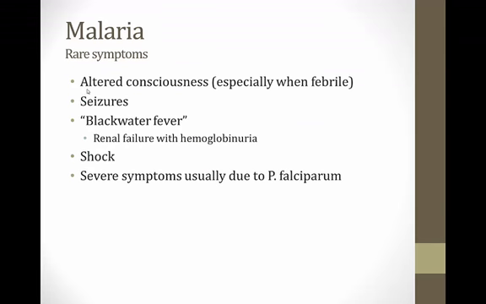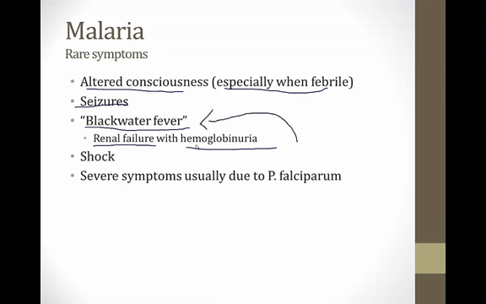Rarer symptoms of malaria are things like altered consciousness, especially when febrile. The high fevers can make people disoriented and confused. Also, we'll talk later about how certain forms of malaria can cause capillary occlusions. You can see seizures. There's something called black water fever. This is patients who have renal failure with hemoglobinuria. So the hemoglobinuria makes the urine very dark, and that's why it's called black water fever. Malaria can cause shock, and most of the severe symptoms are due to Plasmodium falciparum. Remember, this is the worst form of malaria to have, and we'll talk about why in a little bit.